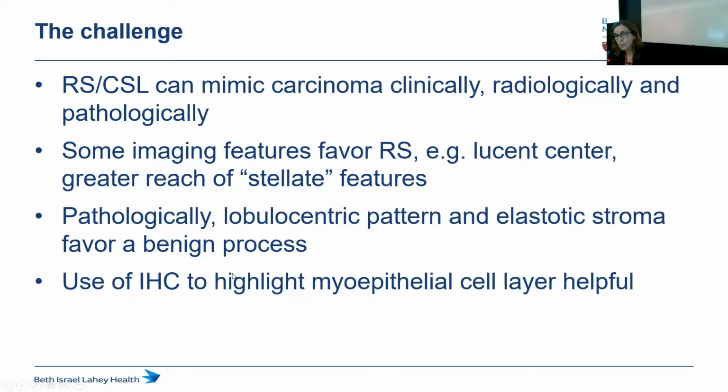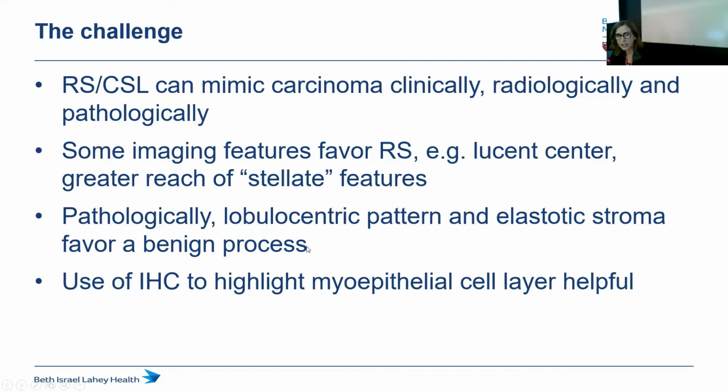But there are some imaging features that support a diagnosis of radial scar, or at least favor a diagnosis of radial scar. If there's a more lucent center to that stellate mass, or if the arms of the stellate mass have a greater reach, those are softer signs that you might be dealing with a radial scar versus an invasive carcinoma. But in an individual case, it's probably quite challenging for the radiologists to be sure. So I'm fairly confident that most cases go on to biopsy.